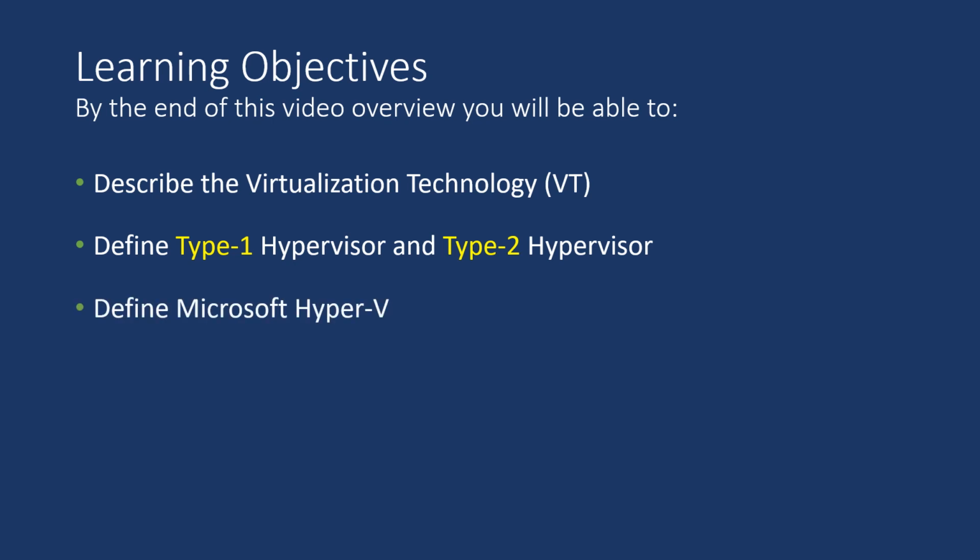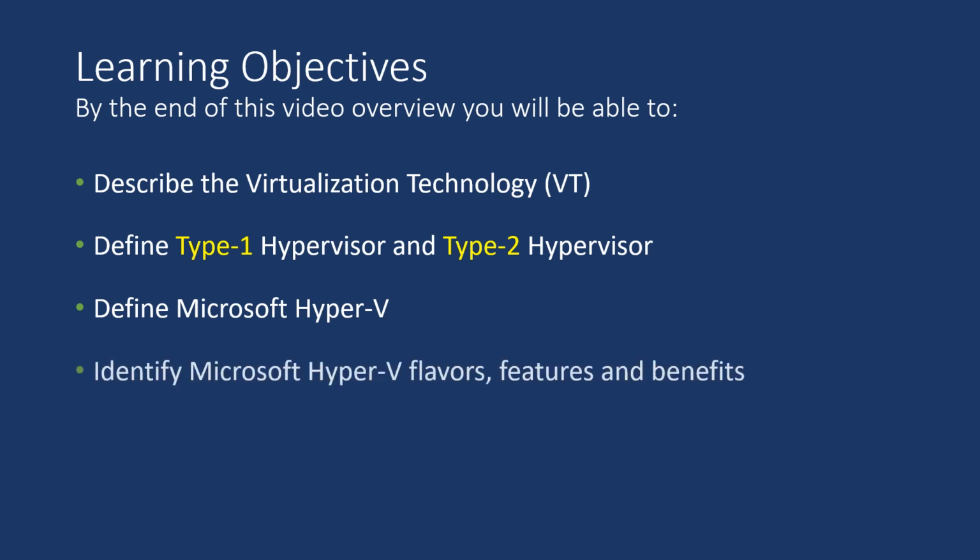Then you will be able to define Microsoft Hyper-V, which is a product from Microsoft. Then identify Microsoft Hyper-V flavors, features, and benefits. You will see that the hypervisor comes with different flavors, features, and benefits. So we will discuss this also.